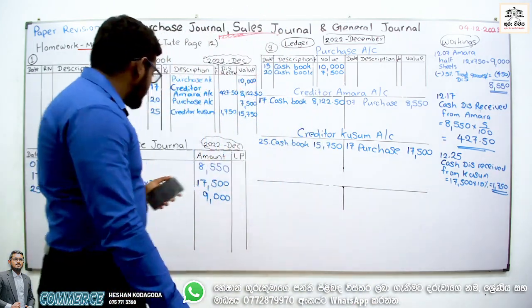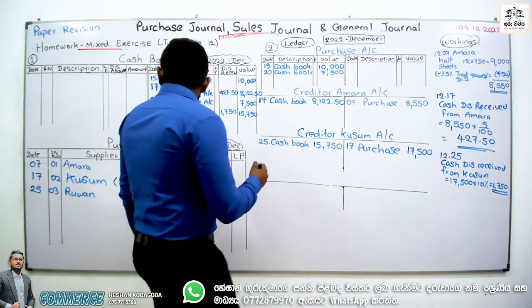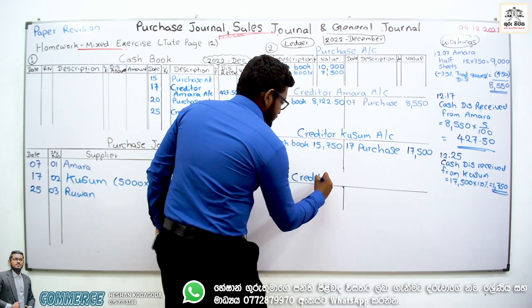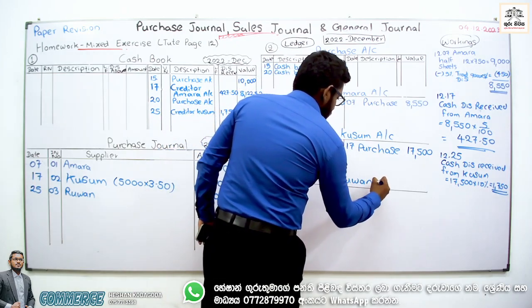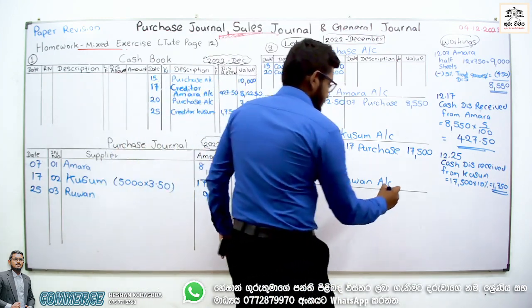So till that, we need to credit the creditors. So this is a creditor Ruan account. Creditor Ruan account. How much? It's rupees 9,000.